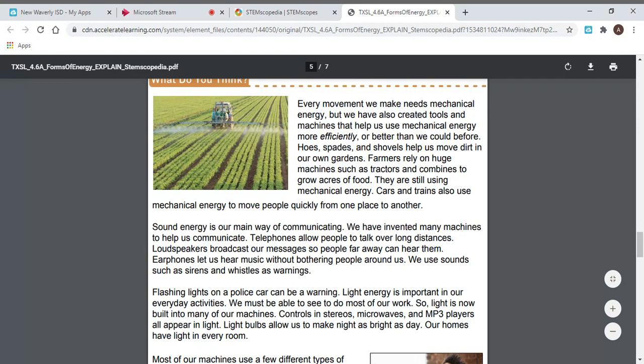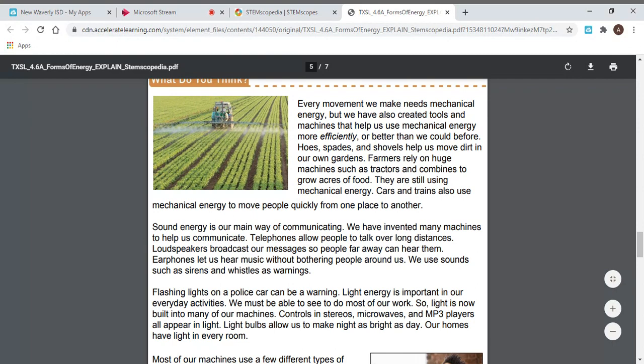Sound energy is our main way of communicating. We have invented many machines to help us communicate. Telephones allow people to talk over long distances. Loudspeakers broadcast our messages so people far away can hear them. Earphones let us hear music without bothering people around us. We use sounds such as sirens and whistles as warnings. Flashlights on a police car can be a warning.